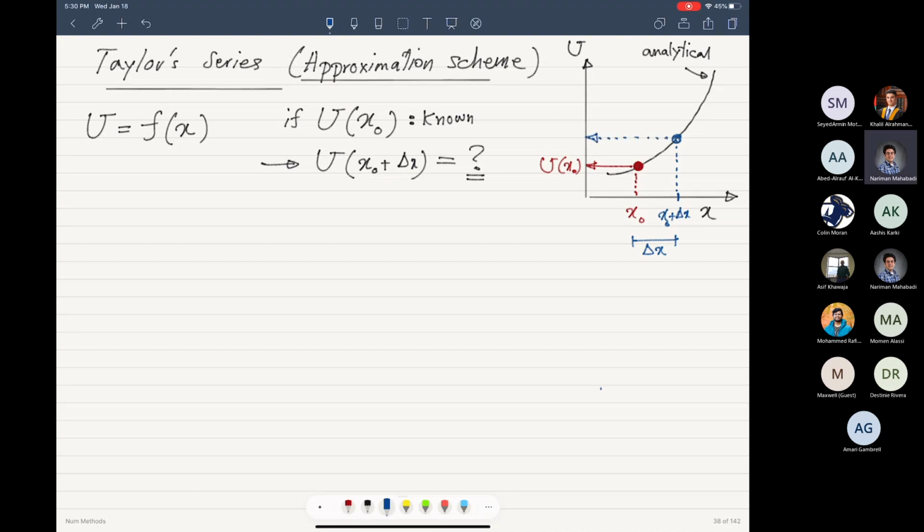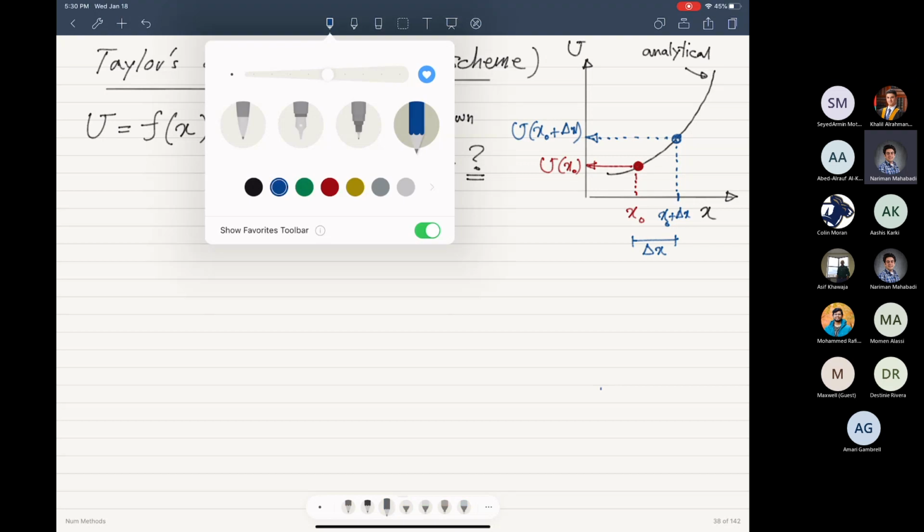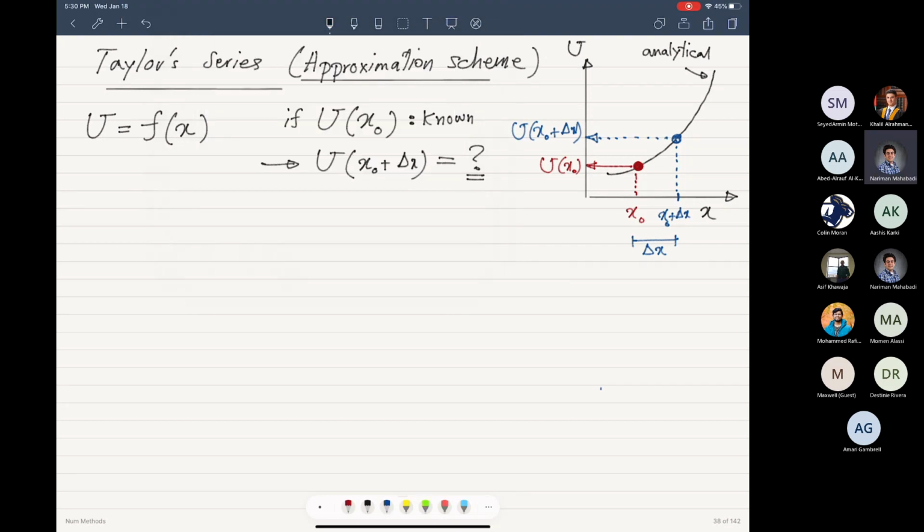So without having the analytical solution, can you guess what is u at x naught plus delta x? Okay, let's see how Taylor solved this problem. So in a Taylor series, any unknown function can be written in the form of n continuous derivatives.